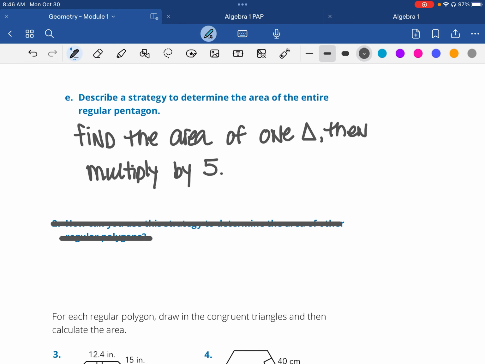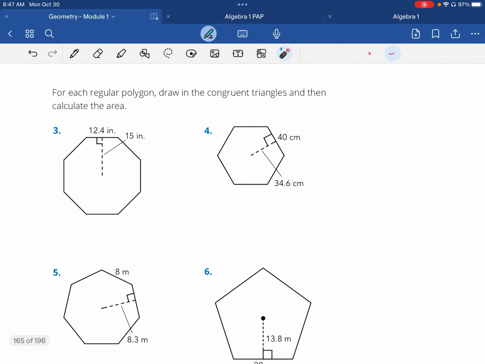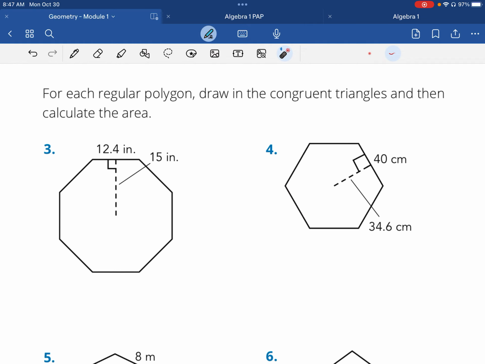All right, we're going to skip question number 2. Question number 2 is asking us to generalize this to all regular polygons. The only difference is going to be what we multiply by. We can find the area of one triangle and then multiply by how many triangles there are inside. I'm going to also give you another method that you might find to be faster. All right, let's take a look at questions number 3 and 4.